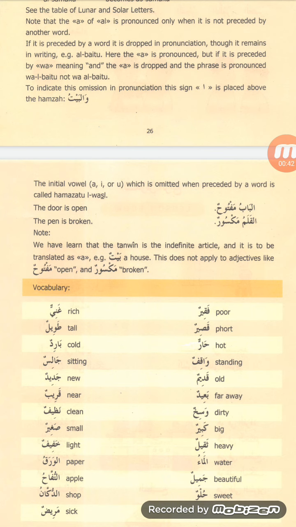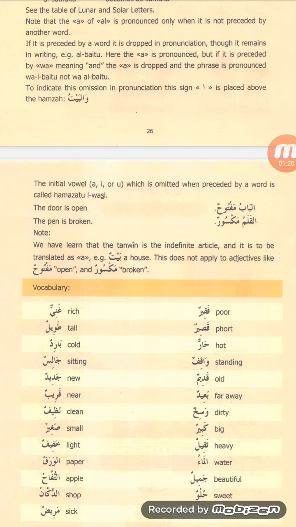So if a harf qamari, a moon letter, appears after the alif lam, as I mentioned before, the lam will be pronounced. So will the alif if a letter is not present before it. For example, al-kitabu, al-baytu. Here we pronounce the lam because a harf qamari, a moon letter, is appearing after the lam.